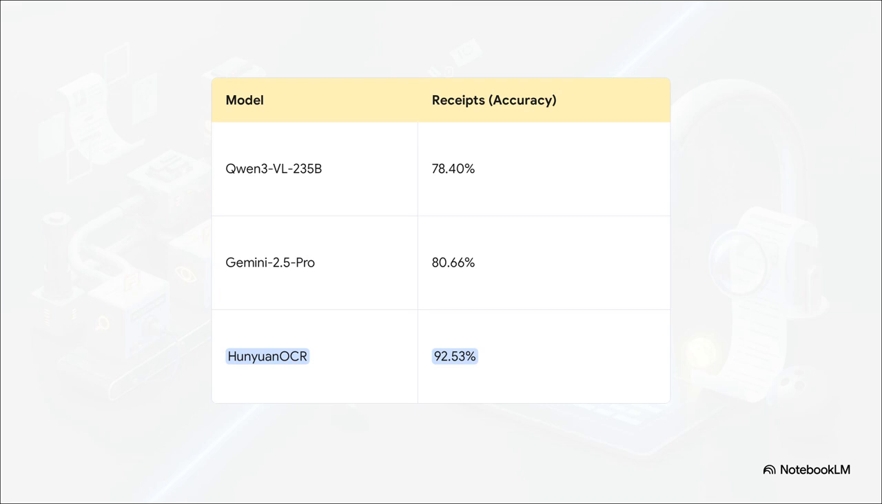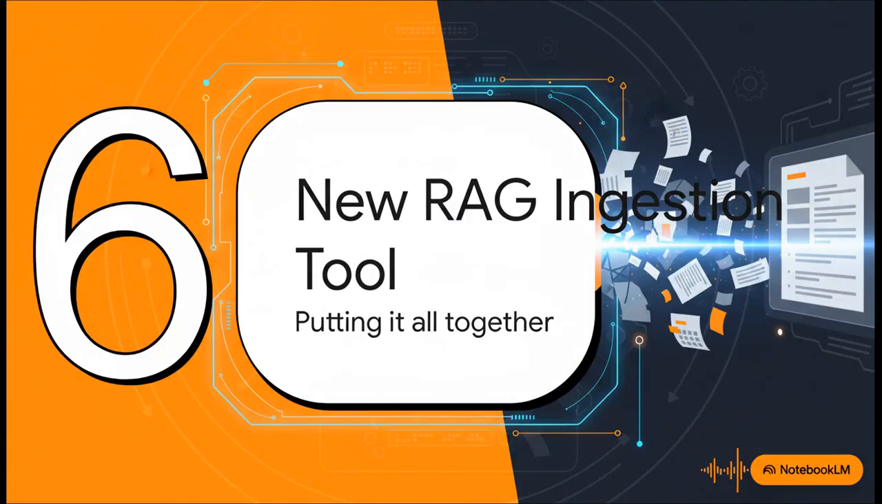And just to show you it's not a fluke, look at this. A really common task, pulling structured data out of receipts. The big models are hovering around 80% accuracy. HunyuanOCR, over 92%. That's a 12 to 14 point lead. That's not an improvement, that is a beatdown. The specialist wins.